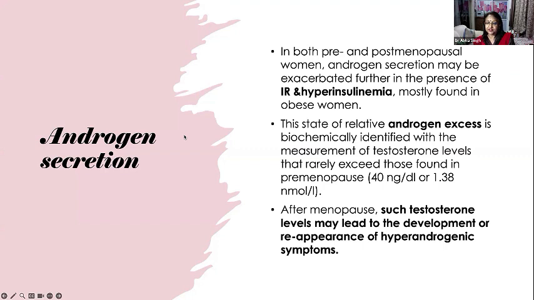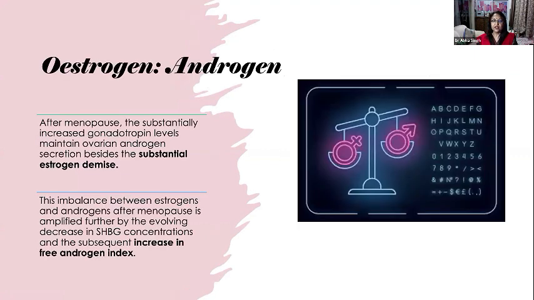So after menopause, if such testosterone levels are there just like in the pre-menopause, then they may lead to the development or the reappearance of hyperandrogenic symptoms. Now, after menopause, what happens is that there are increased gonadotrophin levels, FSH increases, and they maintain the ovarian androgen secretion besides the estrogen demise. So estrogen demise is there, but androgens keep increasing. And this imbalance between the two after menopause gets further amplified by a decrease in the SHBG concentration, and there is a subsequent increase in the androgen index.